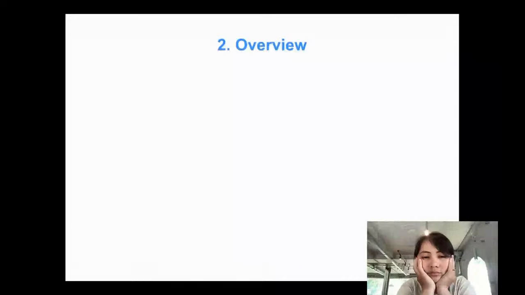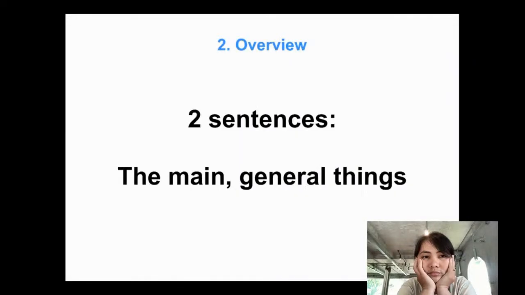Anyway, moving on, the overview or summary. What do we do? Well, my advice is this is very important, so I give it 2 sentences. And in those 2 sentences, you're looking to explain or describe the main general things. So look for 2 main things, 2 main points. You'll see what I mean in more detail when we actually do some questions later on this course.